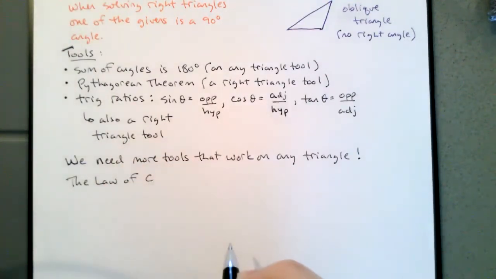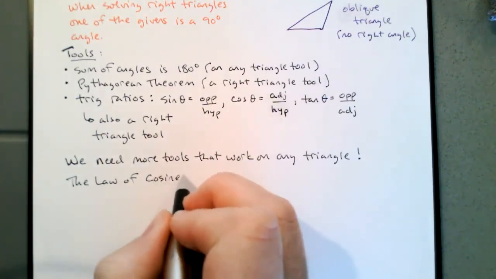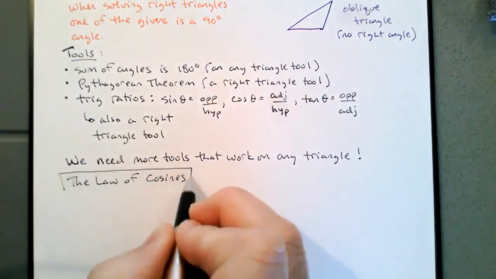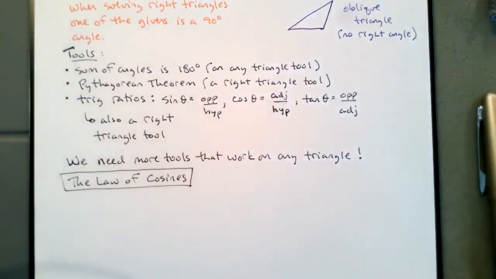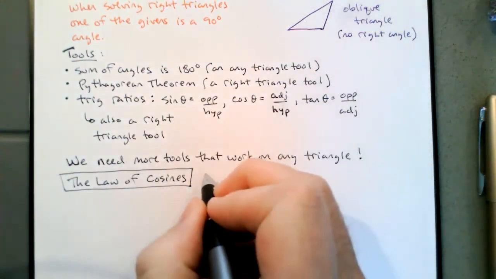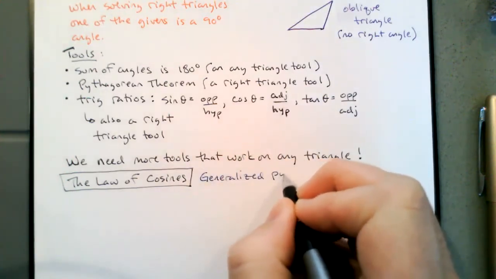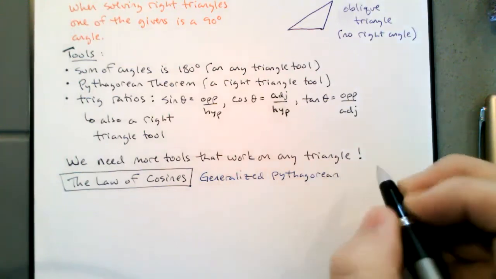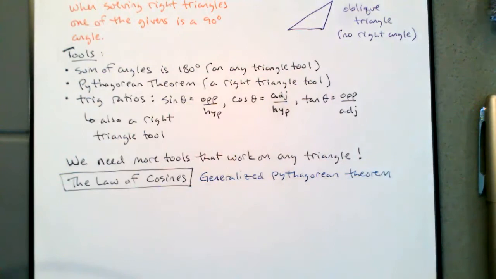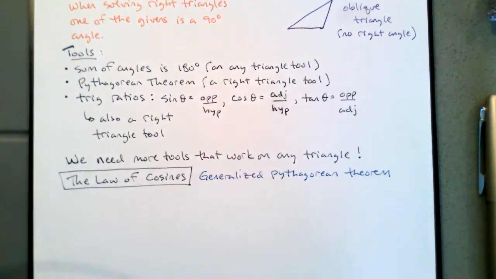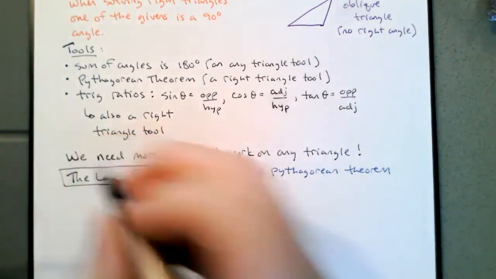It also sounds very authoritative because it's the law of cosines. So the law of cosines is a generalized Pythagorean theorem. The Pythagorean theorem requires a right triangle because we talk about the hypotenuse. There's a hypotenuse, there's got to be a right angle. If we don't have a right angle, we don't have a hypotenuse, and we can't use the Pythagorean theorem. So the law of cosines steps in as a generalized Pythagorean theorem.